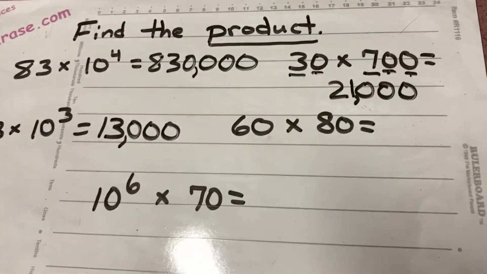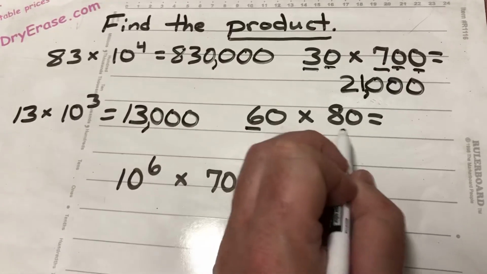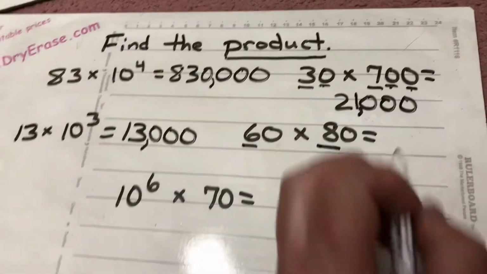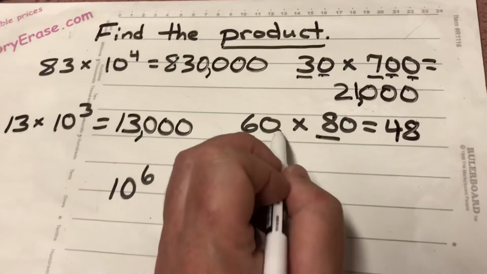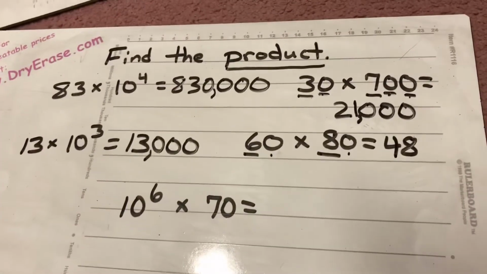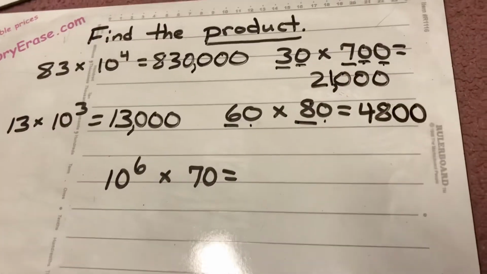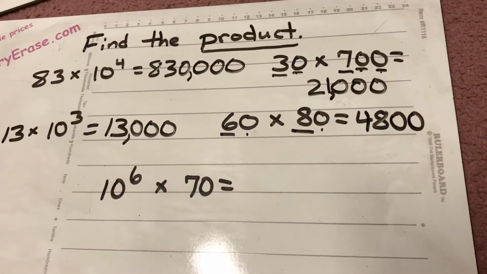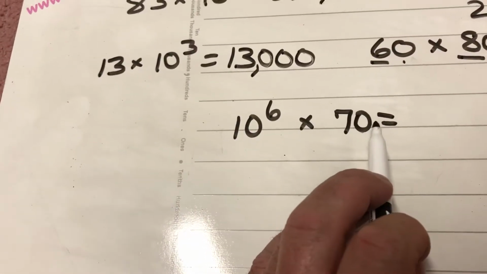Moving right along here, 60 times 80. Same thing as I kind of had here. All I'm basically thinking is 6 times 8. Well, 6 times 8 is 48. I add my 2 zeros on to the end of my answer, and I get 4,800. When I look at this next one, it's 10 to the power of 6 times 70.